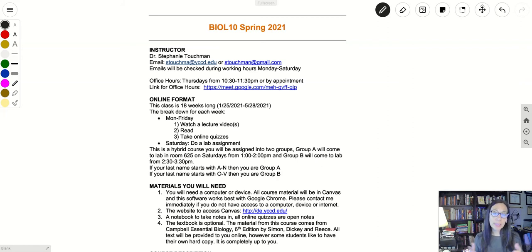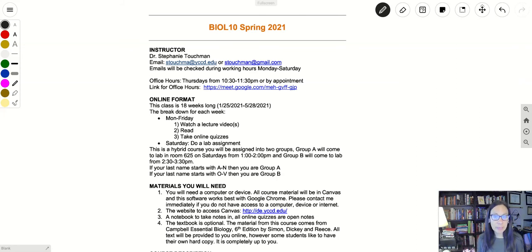Okay, and then for the labs, we are going to meet every Saturday. We are only going to meet for the first 9 labs, okay? We have 17 labs, but only the first 9 are going to be in person because those are going to be difficult for us to do online, and you will miss out on some hands-on experiences. So the first 9 labs we are going to meet in person.